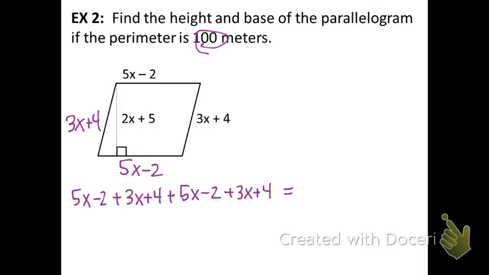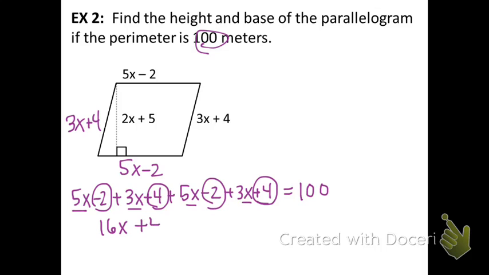So I'm going to use that down here as equal to 100 meters, and then we're going to solve for x. So first of all, we combine all our x's. We get 16x, and then we combine all our other values. Negative 2 plus 4 minus 2 plus 4 gives us plus 4 equals 100. Then we subtract 4 and divide by 16, and x equals 6.